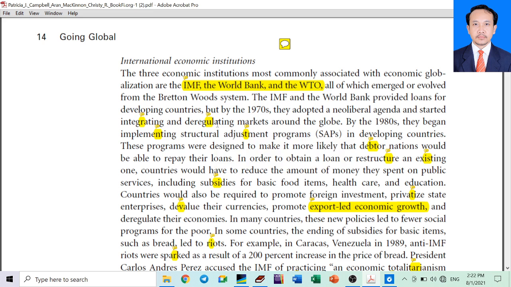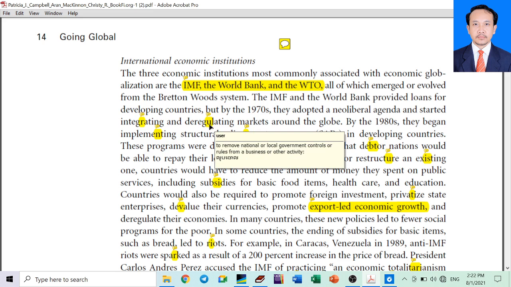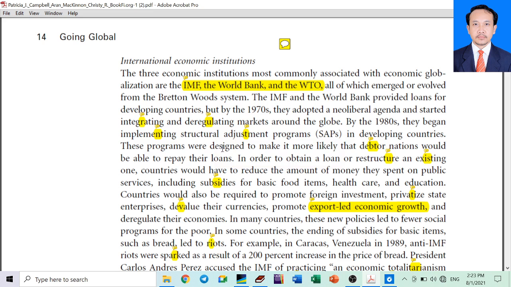Let's learn to pronounce this word together: deregulate. And implement: to start a plan or system. And adjustment: a small change, to make something new.